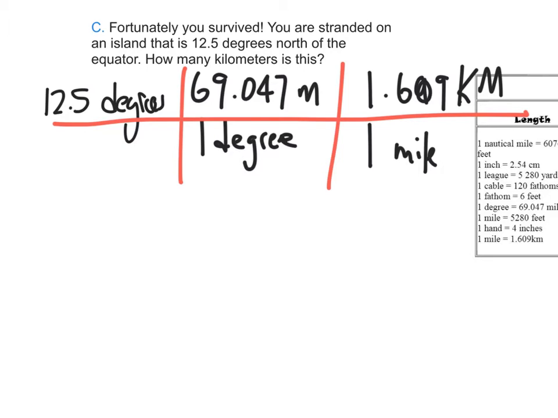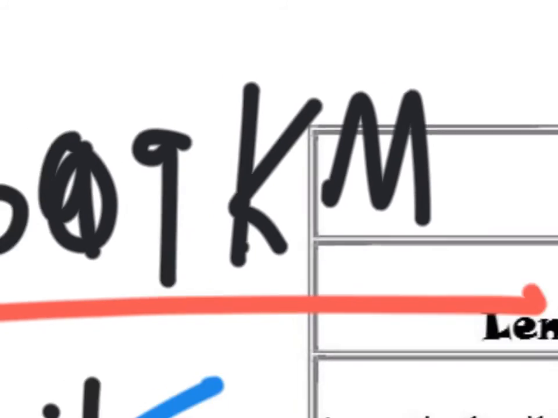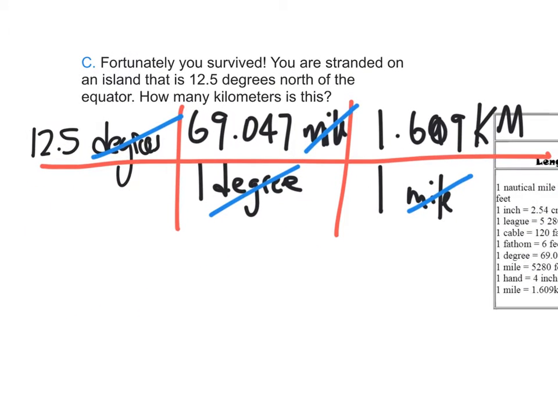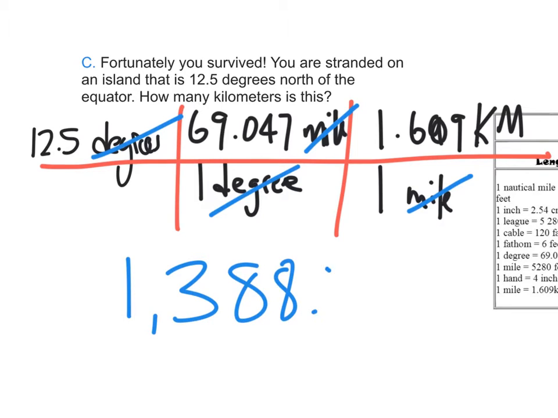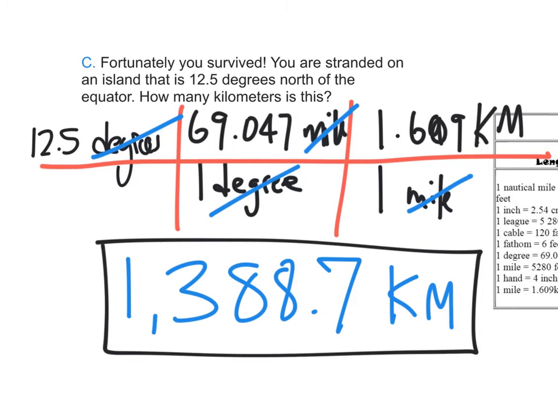So I see that degrees can cancel out. I can see that here we have a mile right here, right? Miles cancel out the top and the bottom, and we're only left with one property, specifically kilometers, and that's what we're trying to figure out. So now what we need to do is multiply 12.5 by 69.047 by 1.609. And when you do that using your handy dandy calculator, you're going to get 1,388.7 kilometers, and kilometers is crucial there. So this is our answer. This 1,388.7 is the same thing as 12.5 degrees.